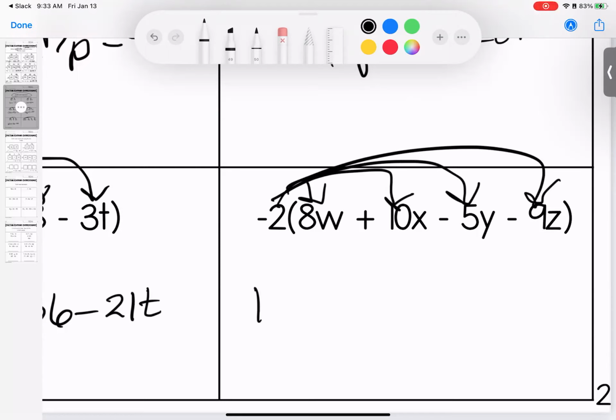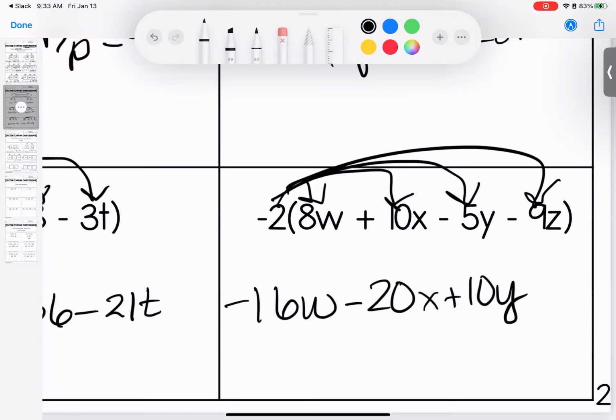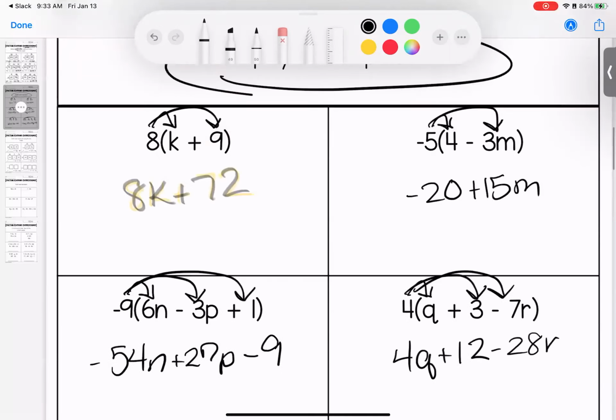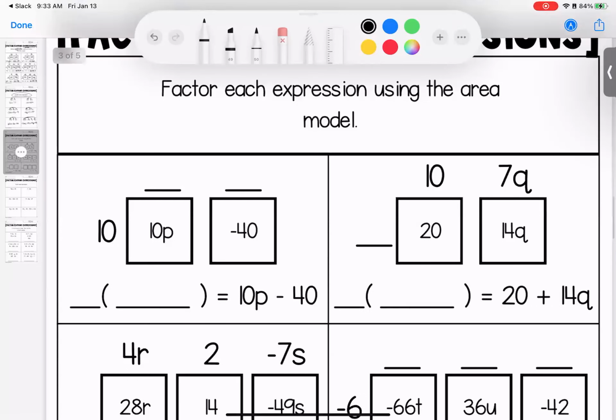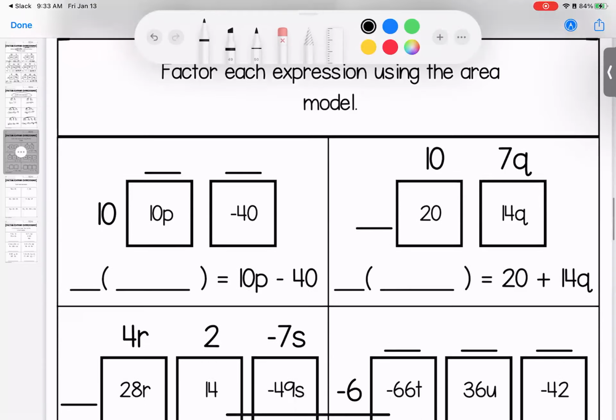2 times 8 is 16. It's negative. Negative 2 times 10 is negative 20. Negative 2 times 5 is positive 10. Negative 2 times negative 9 is positive 18Z. Again, W, X, Y, Z. I'm funny, but can't put them together. They're all different. Okay, any questions? Bring them to class.